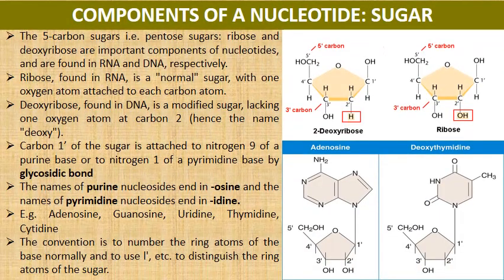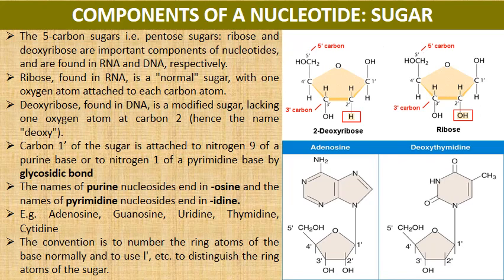Next component of a nucleotide is the sugar. The 5 carbon sugars, ribose and deoxyribose, are important components of nucleotides, and they are found in RNA and DNA respectively. This gives genetic molecules their name. The full name, as we know, of DNA is deoxyribonucleic acid and RNA is ribonucleic acid. Both these sugars are pentose sugars. Earlier we saw that the combination of a base and sugar is called a nucleoside.